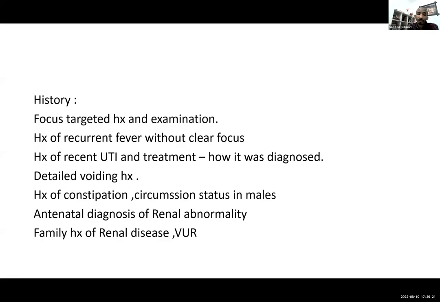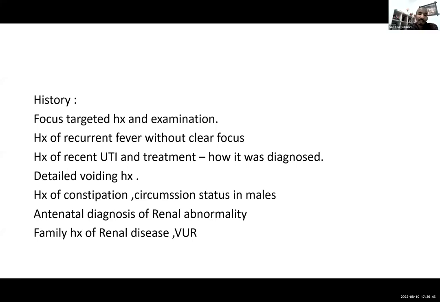We need to have a focused, targeted history and examination. In the history, we need to look at a pattern of recurrent fever without a clear focus. And actually, UTI is in the differential diagnosis of fever of unknown origin, because most primary doctors can miss this diagnosis because they cannot make a clear approach to the diagnosis, as we will see.